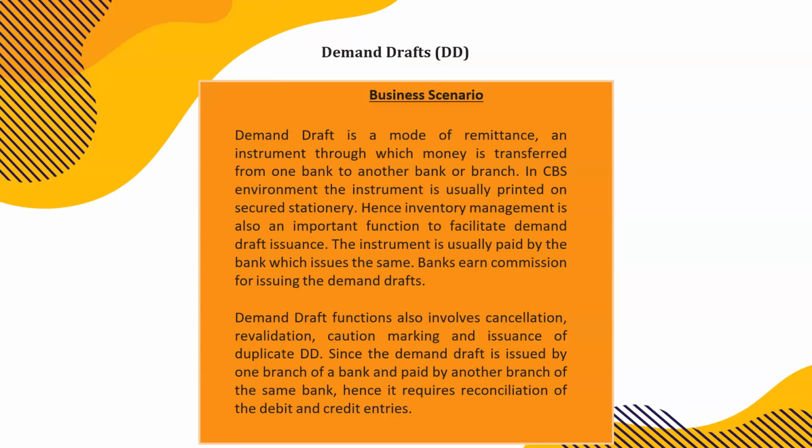So, demand draft. A demand draft is a mode of remittance, an instrument through which money is transferred from one bank to another bank, or the branch. In a CBS environment, the instrument is usually printed on secured stationery, that we call inventory, right? DDs. Hence, inventory management is also an important function to facilitate demand draft issue. So a branch must have that inventory from ZZ to exterior locations to double lock, DL, then DL to the particular employee who is printing that draft.